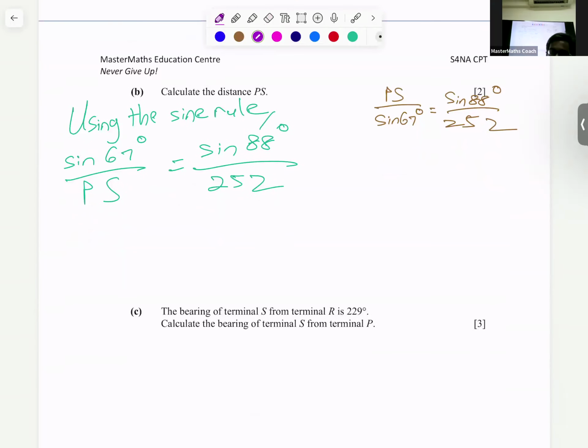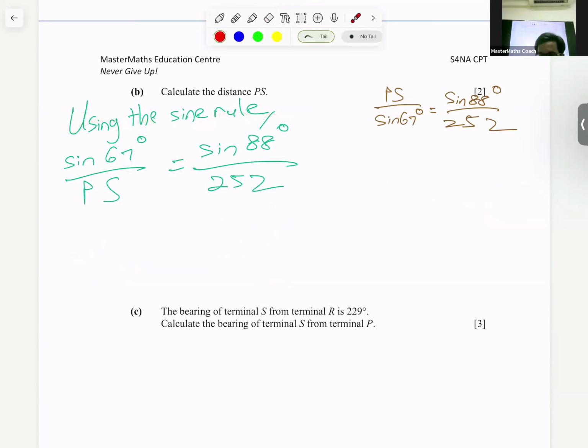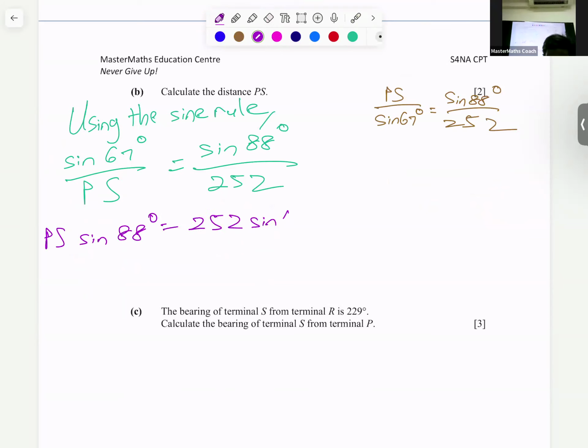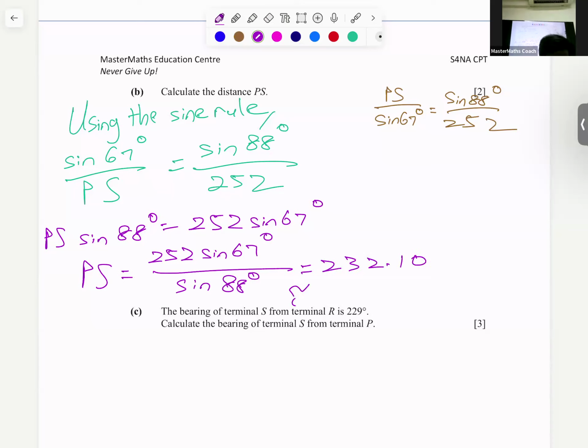Okay, then after that, Khairul, what do you do next? How do you solve for PS? Yes, you cross multiply. PS sine of 88 degrees equals 252 sine 67 degrees. PS equals 252 sine 67 degrees over sine of 88 degrees. And this is 232.10, round off to 232 kilometers.